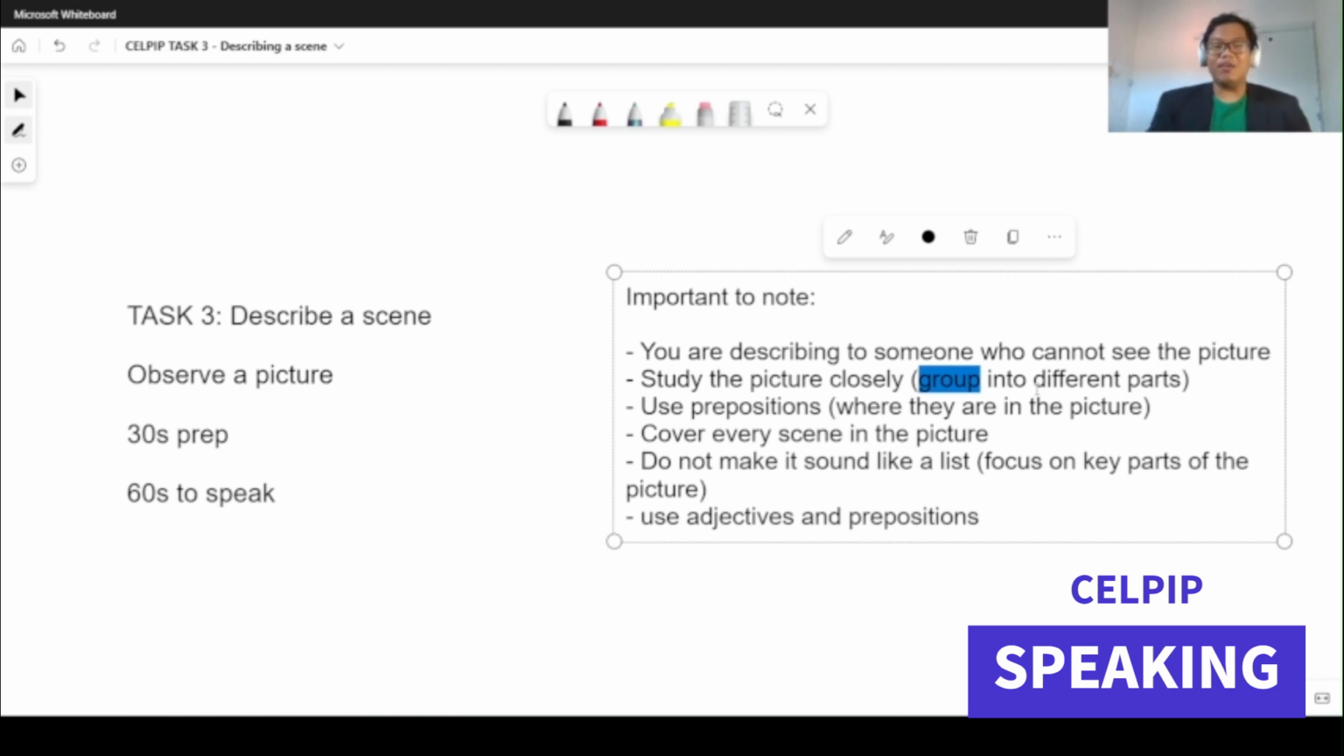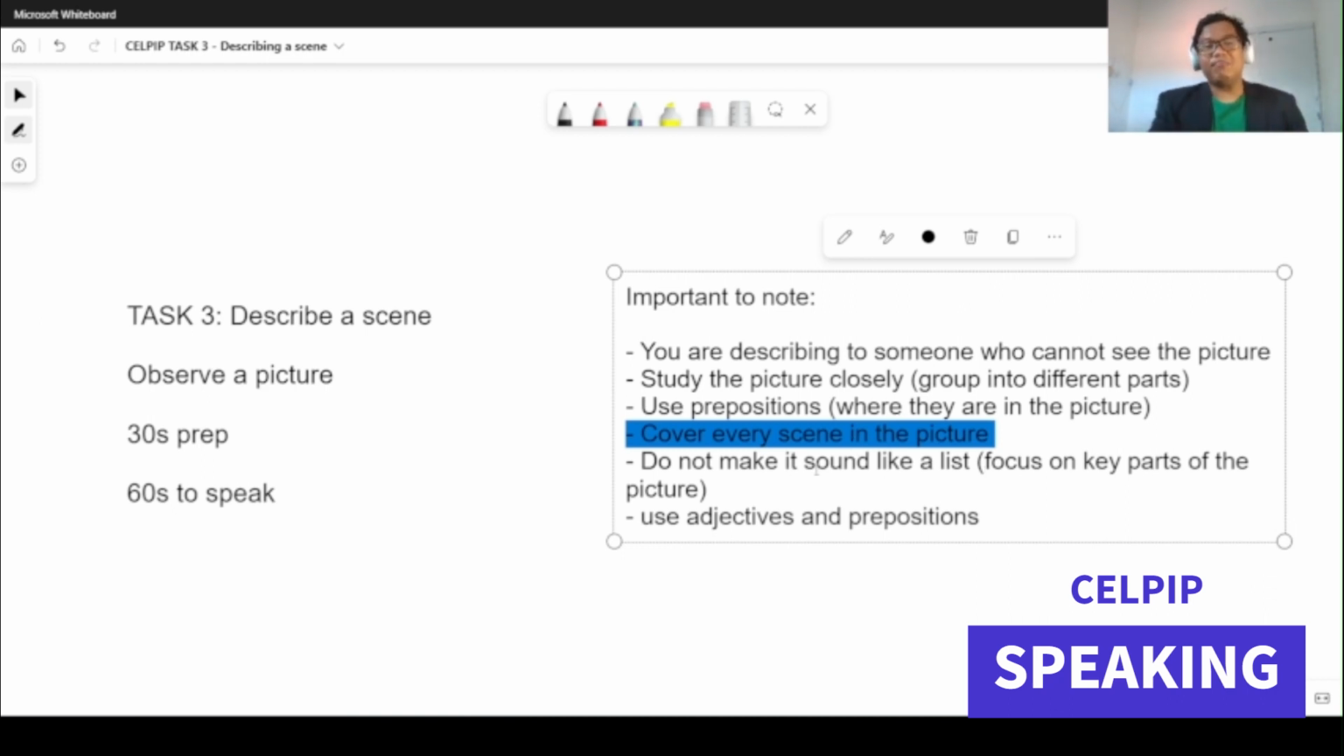And then the next point is you do have to cover every scene in the picture. Now, of course, it does not mean that you literally describe every single thing in great detail. Like if you have 10 people in that picture, you do not have to describe all 10. You just need to make sure that the most prominent parts of the picture are covered very clearly and concisely. We'll take a look at how that looks later on.